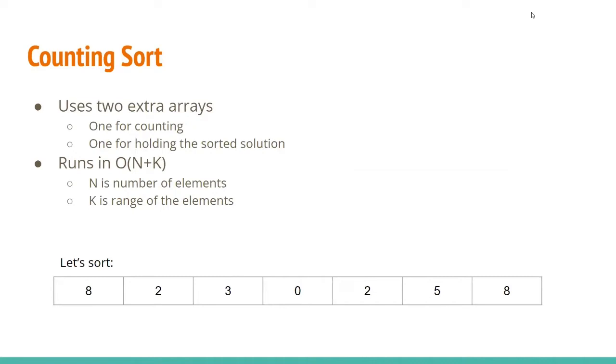Okay, so going on to counting sort. So counting sort has more space complexity because it uses two extra arrays, one for counting and one for holding the sorted solution. It also runs in O of n plus k time, where n is the number of elements in our original array and k is the range of these elements.